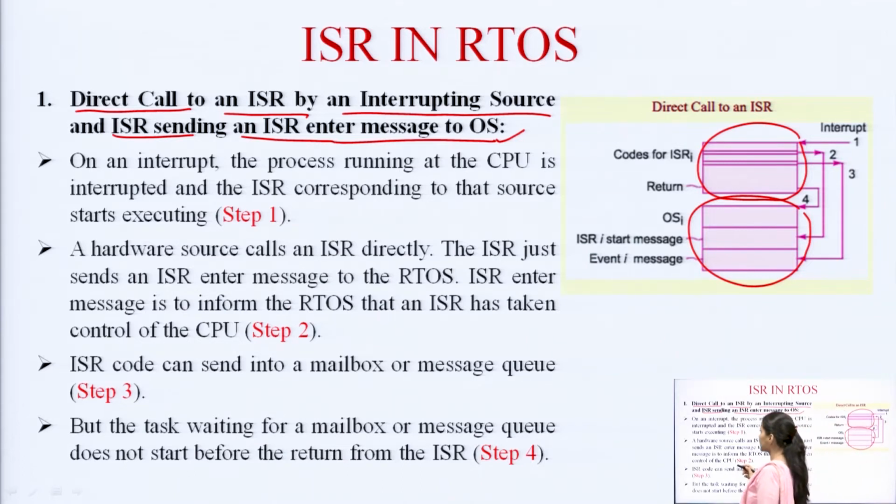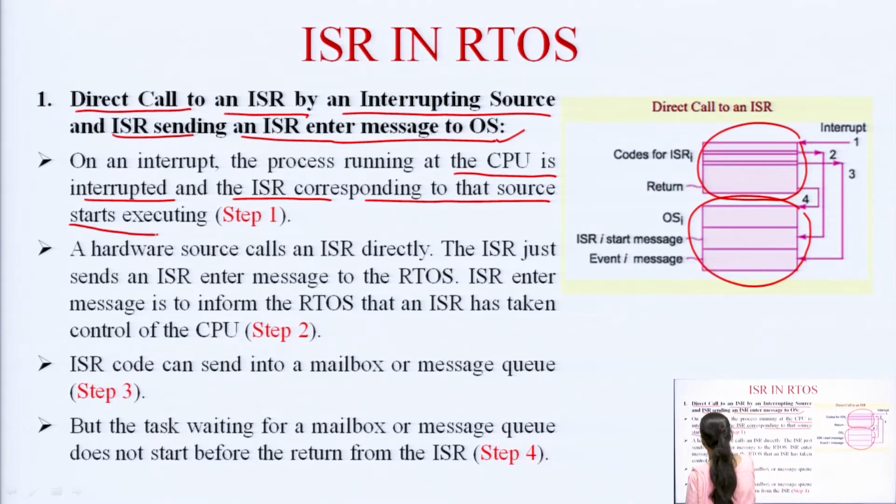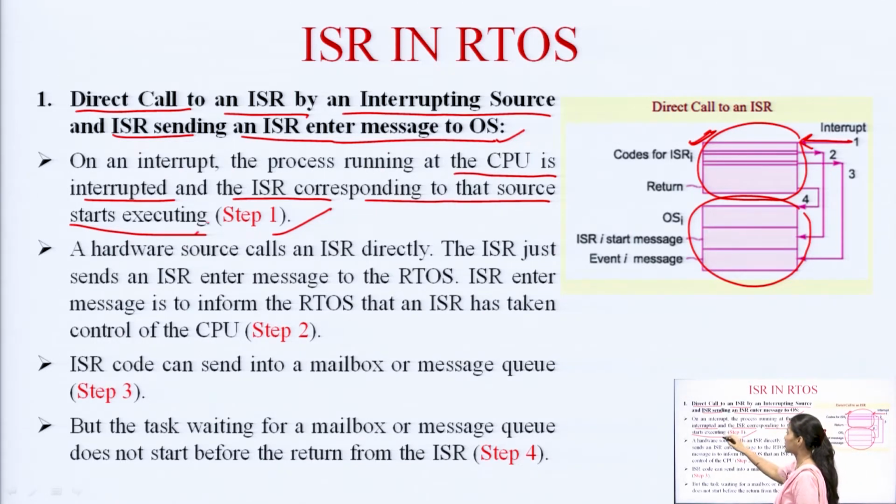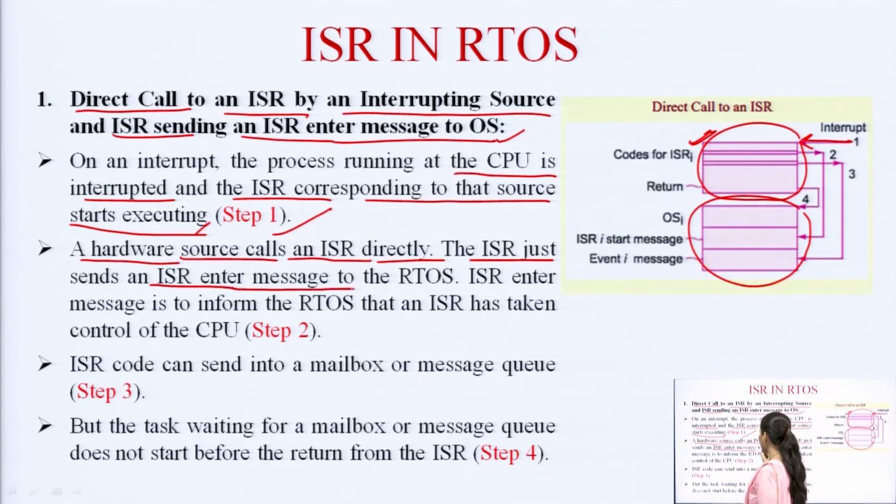Now, we will go step by step. On an interrupt, the process running at the CPU is interrupted and the ISR corresponding to that source starts executing. So, this is step 1. Here the interrupt arrives, the main process gets interrupted and the ISR corresponding to that source starts executing. So, this is the ISR, it will start executing. The hardware source which is interrupting the main program calls an ISR directly. The ISR just sends an ISR enter message to the RTOS.